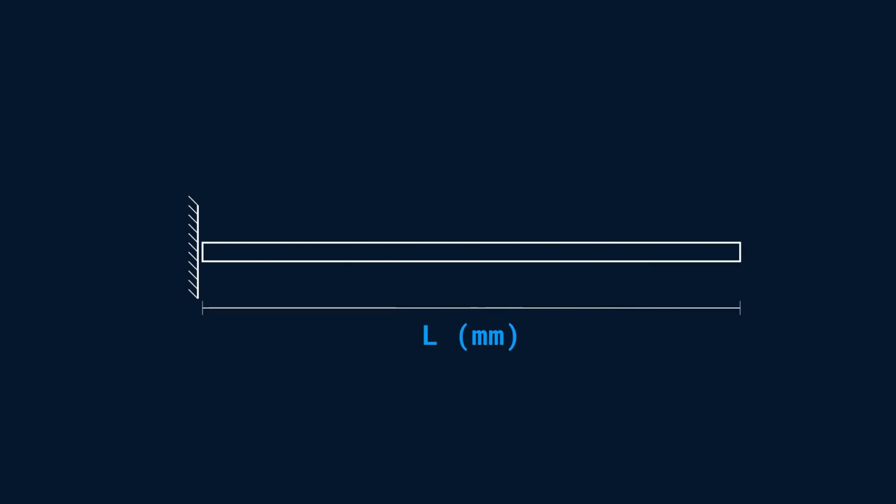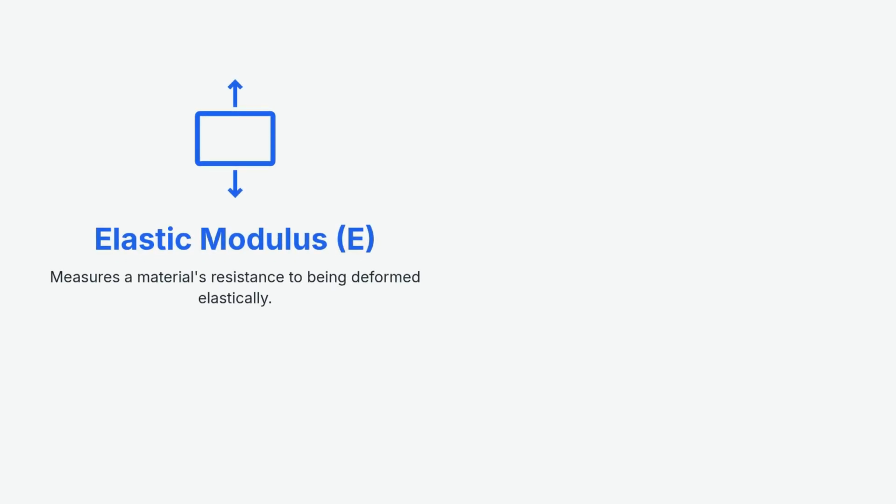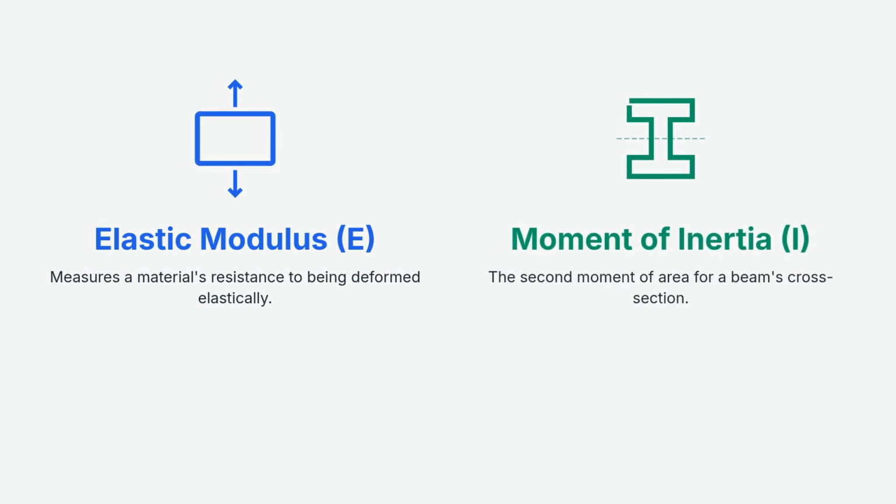Next, enter the beam length L in millimeters, then input the distributed load W, which is the load per unit length. Enter the elastic modulus E of your material in megapascals. Finally, input the moment of inertia I, which is the second moment of area for your beam's cross-section.